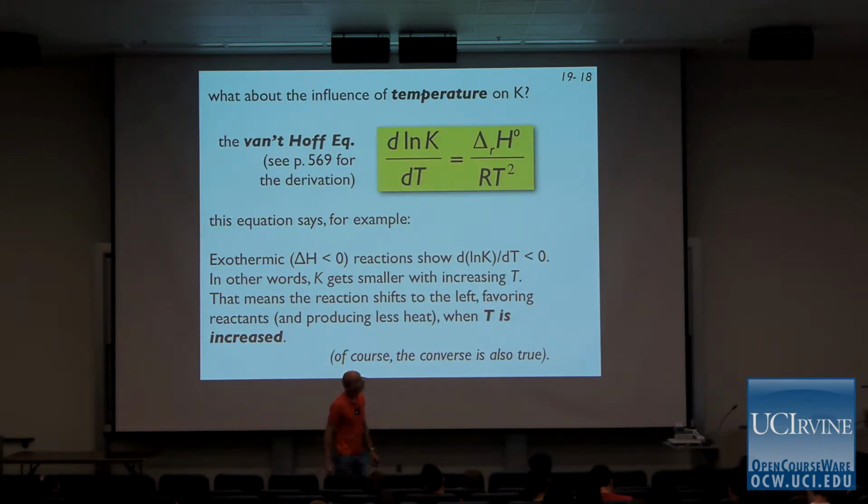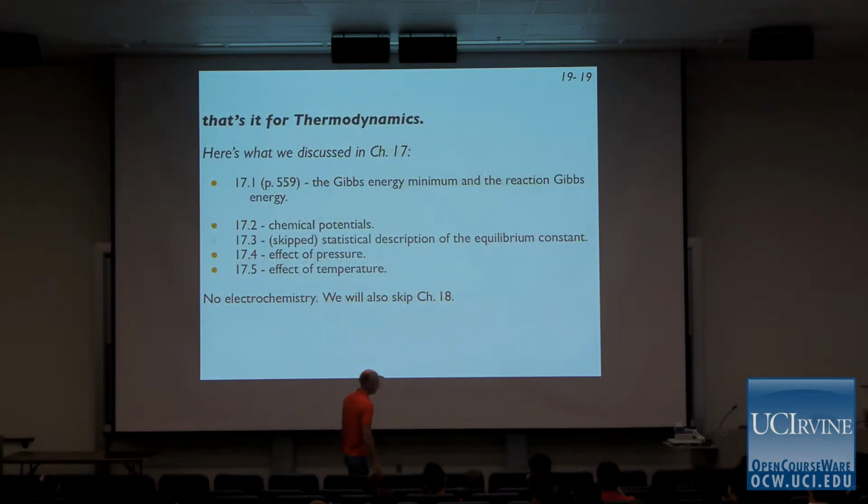Okay? We are done with thermodynamics. We are done with statistical mechanics. All right? In chapter 17, what we covered was section 17.1, that gives energy minimum, and the reaction gives energy, and how to calculate those things. We talked about chemical potentials, that's section 17.2. There was a section on the statistical description of the equilibrium constant that is very interesting, but we didn't talk about it. I'd read it.